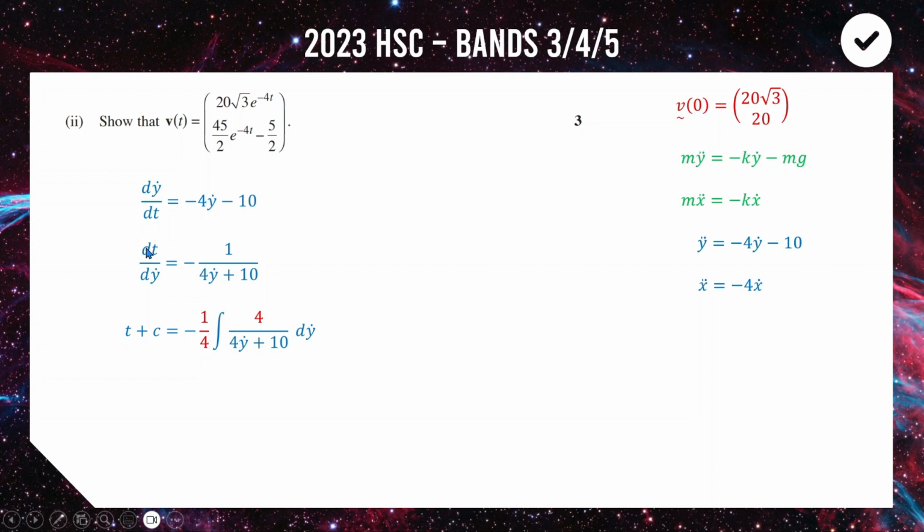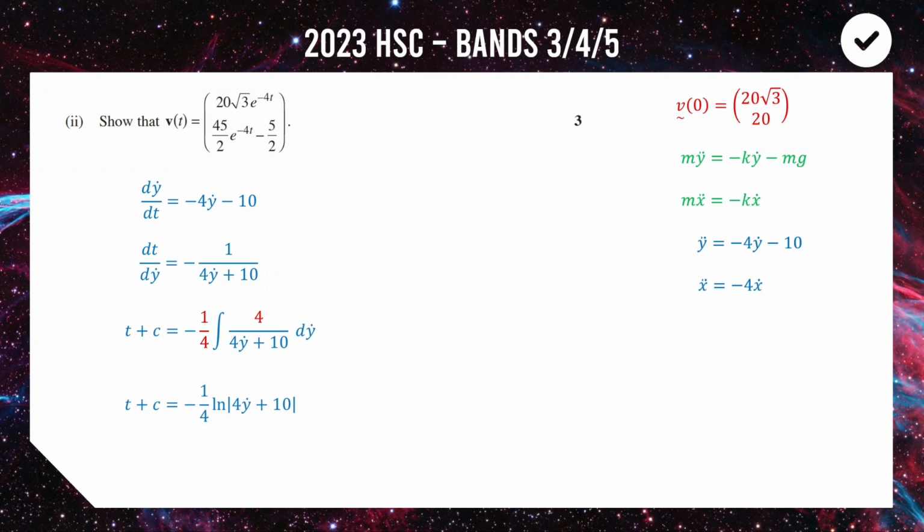So the left-hand side, when we integrate this, we're just going to get t with a constant. On the right, we want the top of the fraction to be the derivative of the bottom, being 4. So I'm just going to put a 4 on the top and divide by 4 out the front. Now I can integrate this using a logarithm to get natural log of 4 y velocity plus 10.